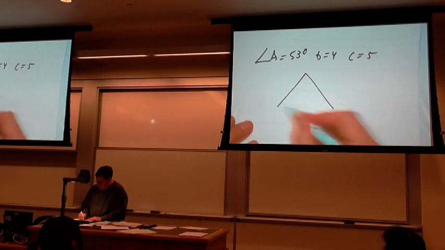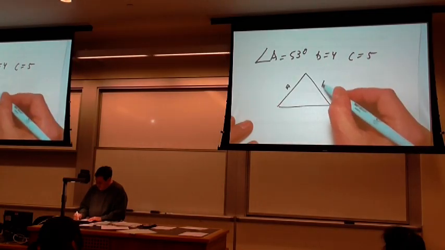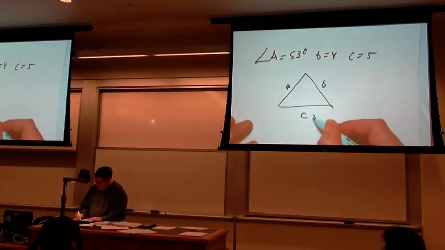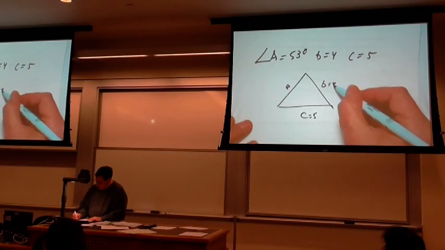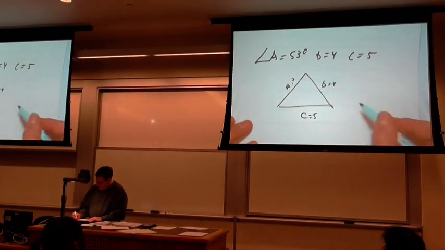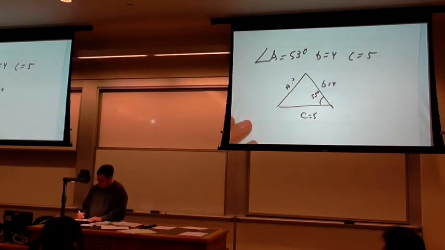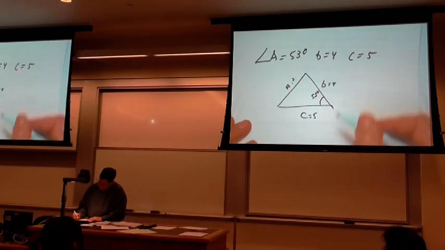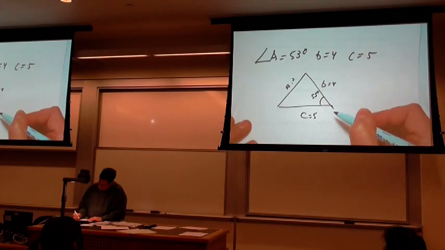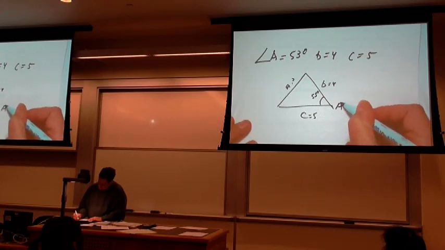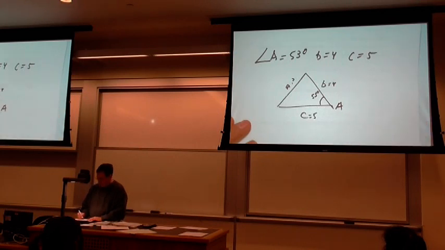So here's A, B, and C. C is 5, B is 4, and A we don't know. And angle A is 53 degrees. Oh, wait a minute. Other side. The angle from the other side. That's where angle A is. It's opposite. Oh yeah, that's fine.